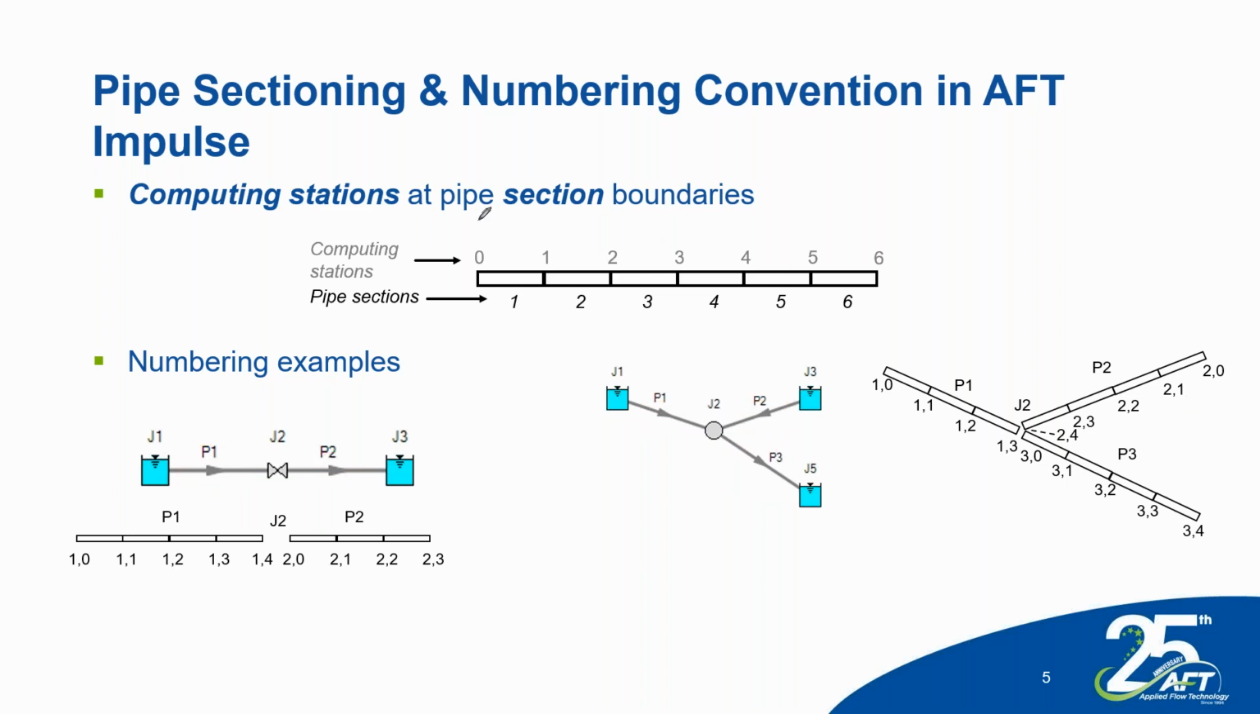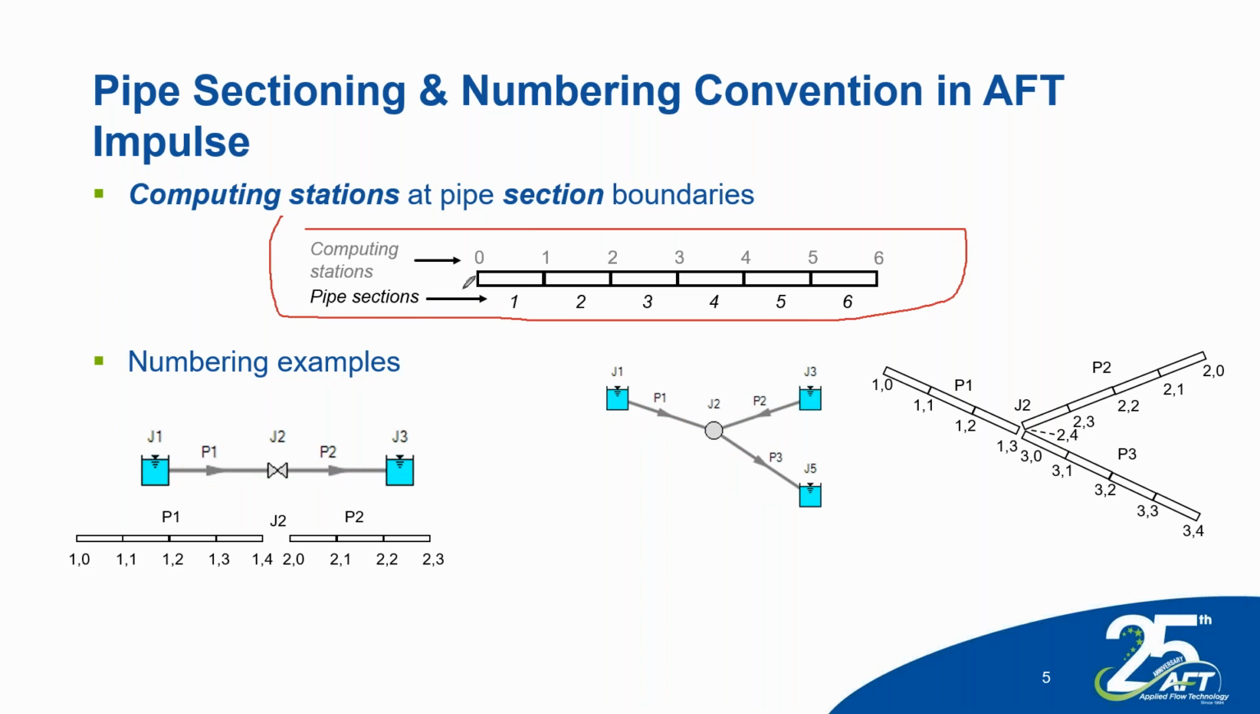So this is an example of a single pipe right here, and we have two different terminologies. We have computation stations and then pipe sections. So the computation stations, this is where we are doing the mathematical calculations. So we have station 0, that's the inlet of a pipe. And then we have the first station, second station, third station, fourth, etc. And this station right here represents the outlet of the pipe.